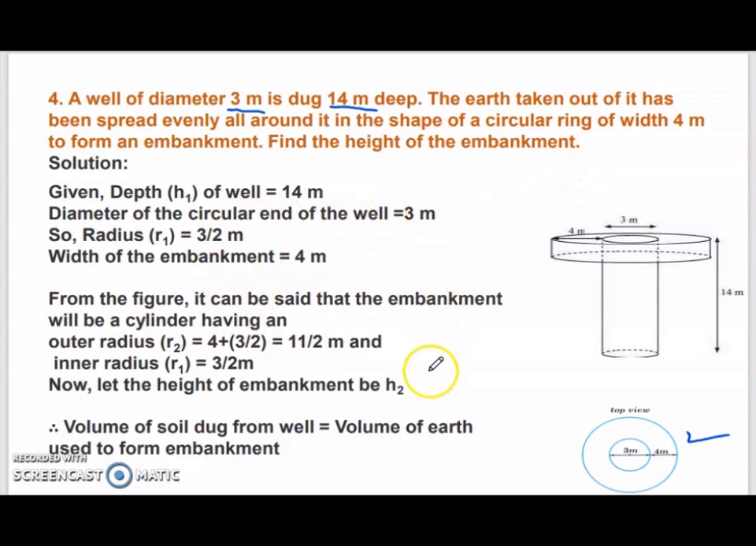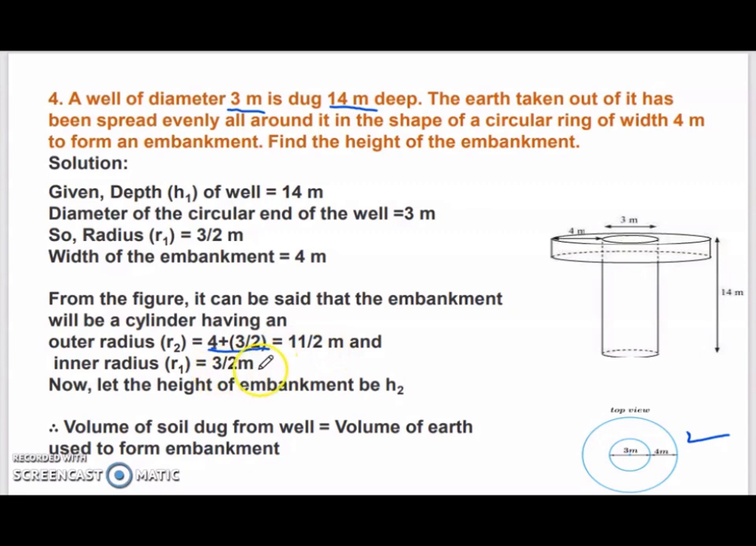So volume, whatever has been taken out from this well, the same volume has been put around it. So volume of the embankment will be equal to the volume of the well. You have to equate the two. Now for this, first you have to find the inner and outer radii. The inner radius will be 3 by 2 because the diameter is 3. And for the outer, you have to add 3 by 2 plus 4. So it will be 11 by 2 meters.